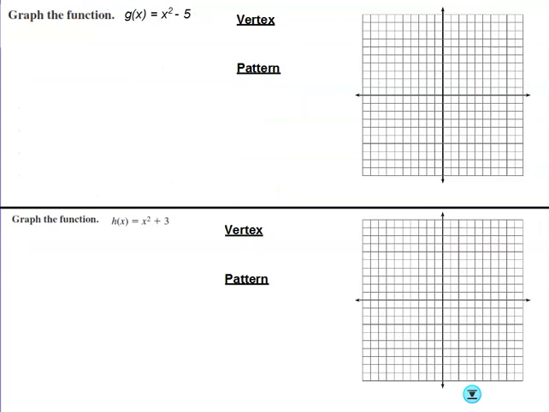So in our next page, I see that there's no multiplication or division, so my pattern will not be changing, but I do see some subtraction after the x squared. This is going to change my vertex. We're going to move the whole graph down 5 units. So instead of being here at the origin, we're going to drop our graph down 5 units, 1, 2, 3, 4, 5, and this is our new vertex. So the vertex then has the coordinates 0, -5.